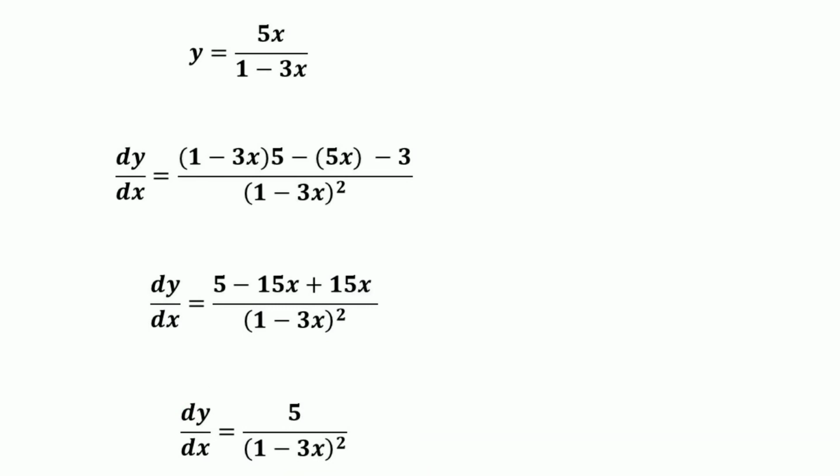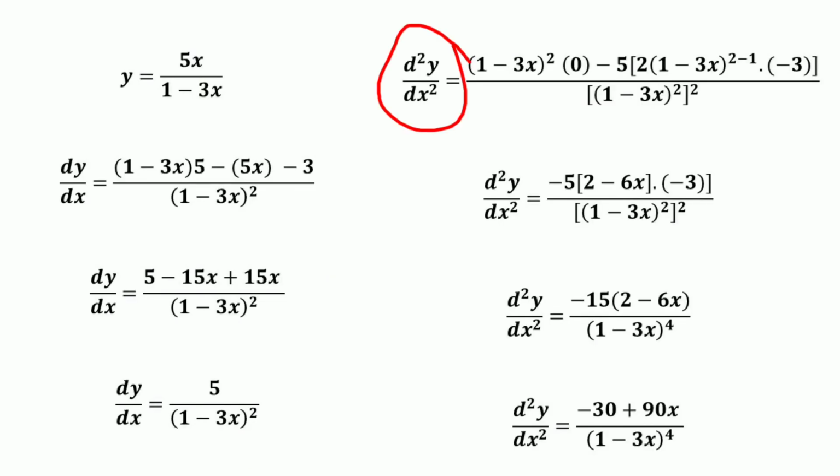Now we are going to find the second order derivative of the given function. So d square y by dx square is equal to the derivative of the first order derivative, that is dy/dx, which is equal to the denominator (1 minus 3x) squared into the derivative of the numerator, that is 5, which is equal to 0, minus the numerator 5 into the derivative of the denominator, that is (1 minus 3x) squared. In order to find the derivative of (1 minus 3x) squared, we can apply the generalized power function rule of differentiation.